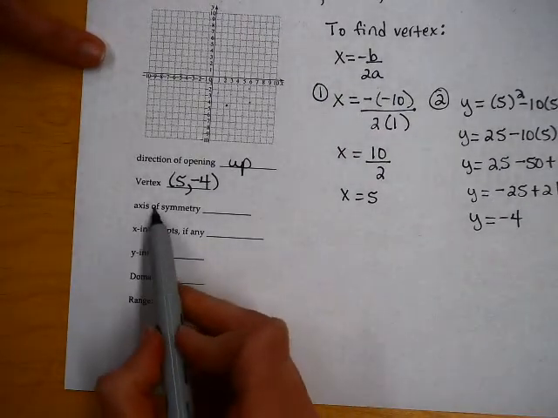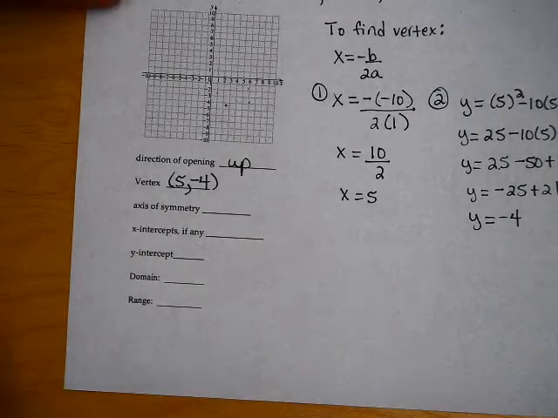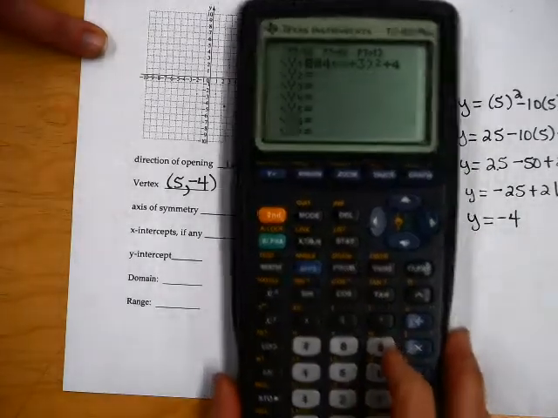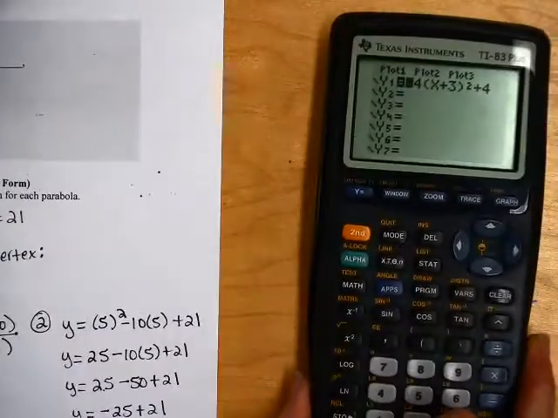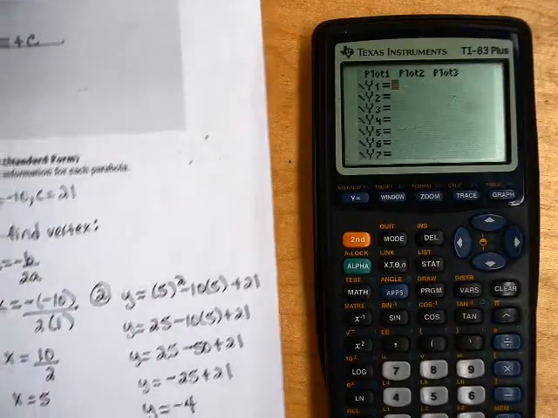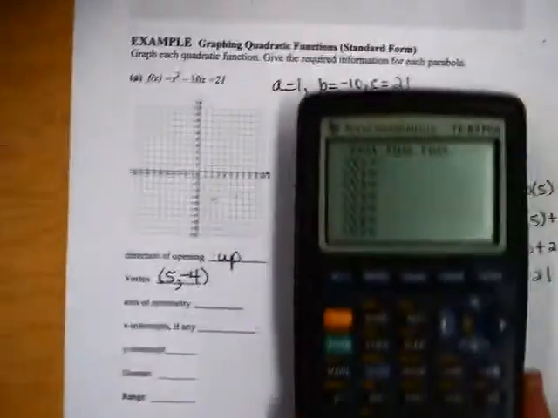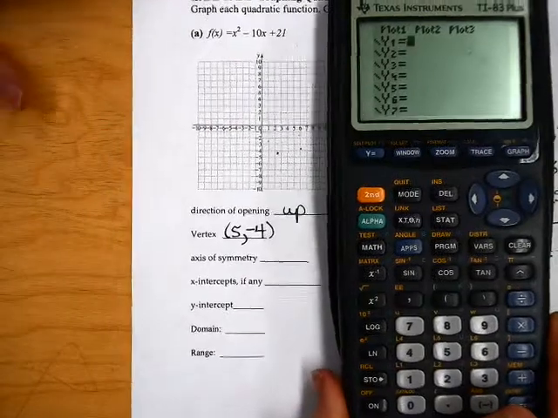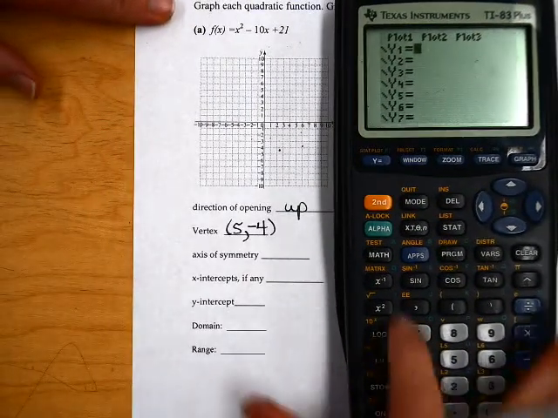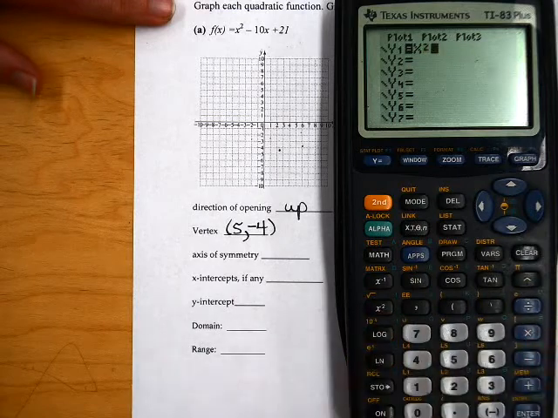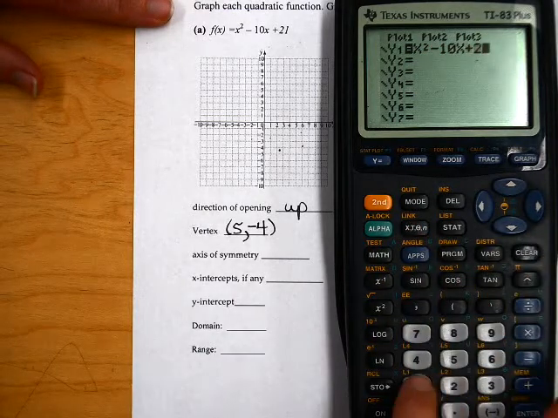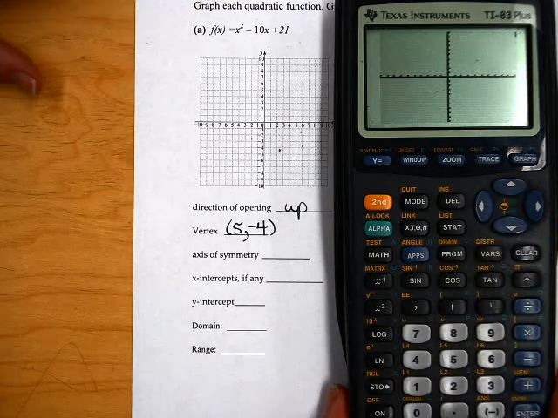Okay, so axis of symmetry. Let's go ahead and graph this one on our graphing calculator. If we go to y equals, clear anything else out that was in there. So we're going to clear that last one out. Then I'm going to type my equation, example a, into my calculator. So go to y equals, and we're going to type in what we have here. That's x squared minus 10x plus 21, enter and graph.